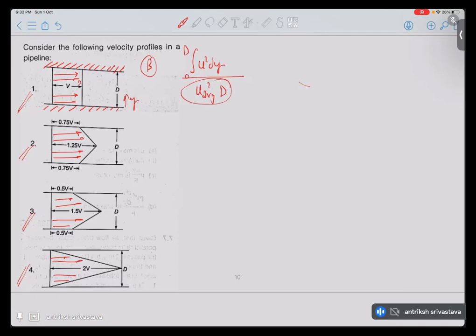So let's try. And what is the kinetic energy correction factor? It is alpha, the integral from 0 to d of u cube dy, divided by u average cube into d. So this is kinetic energy and this is momentum. With this information, let's try to calculate.